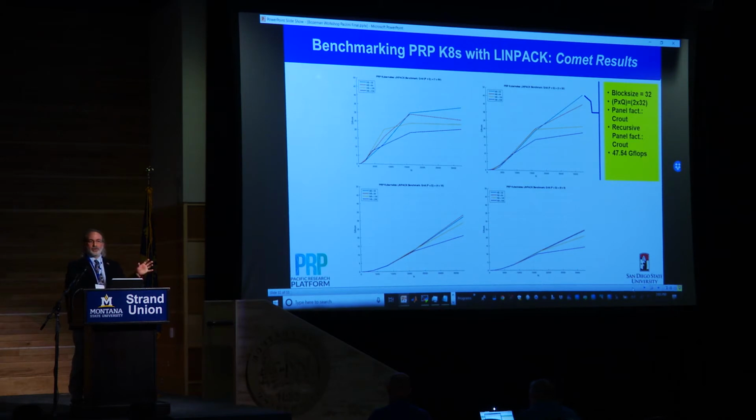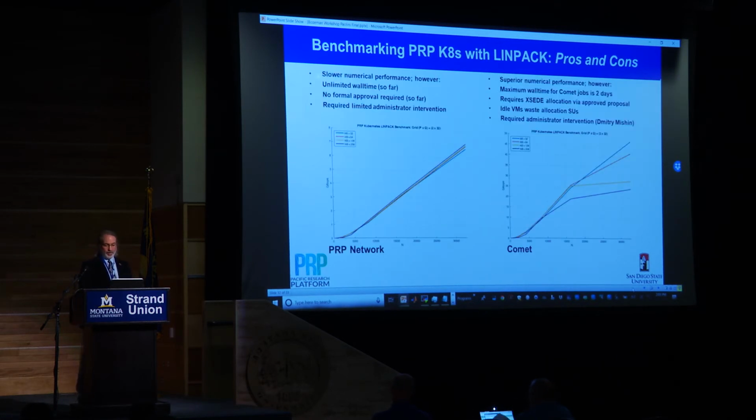Remember the original slide? They were distributed over large parts of California and even in Korea. So there's going to be quite a bit of latency in data exchange, and that's going to have an effect on performance, of course. But we can do a comparison of the pros and cons of running on regular PRP and Comet. So for example, in the PRP network, you got slower numerical performance.